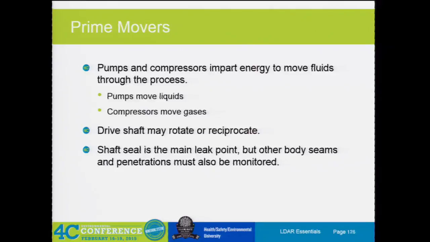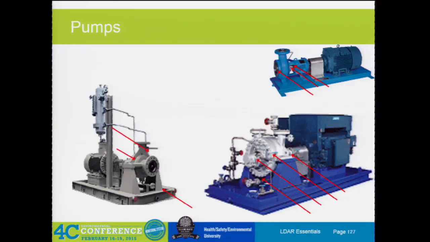Pumps and compressors are your two primary movers of the plant. You've got a drive shaft that either rotates or reciprocates. Your shaft seal is the main leak point, but other body seams can leak. I'll get into some of these. This is a pump, with all its leaking interfaces: the shaft seals, probably a little mounting flange right there.